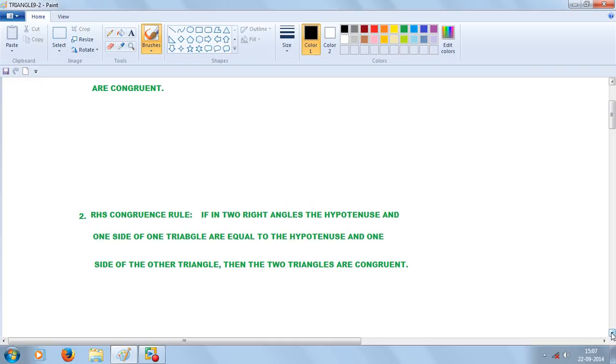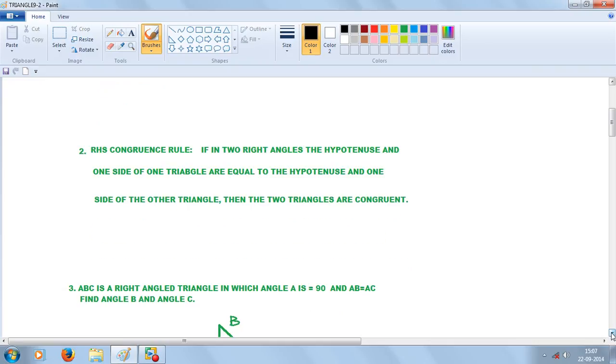Okay, now we will see the next theorem. What is it? It is called the RHS congruence rule. If in two right angle triangles the hypotenuse and one side of one triangle are equal to the hypotenuse and one side of the other triangle, then the two triangles are congruent.